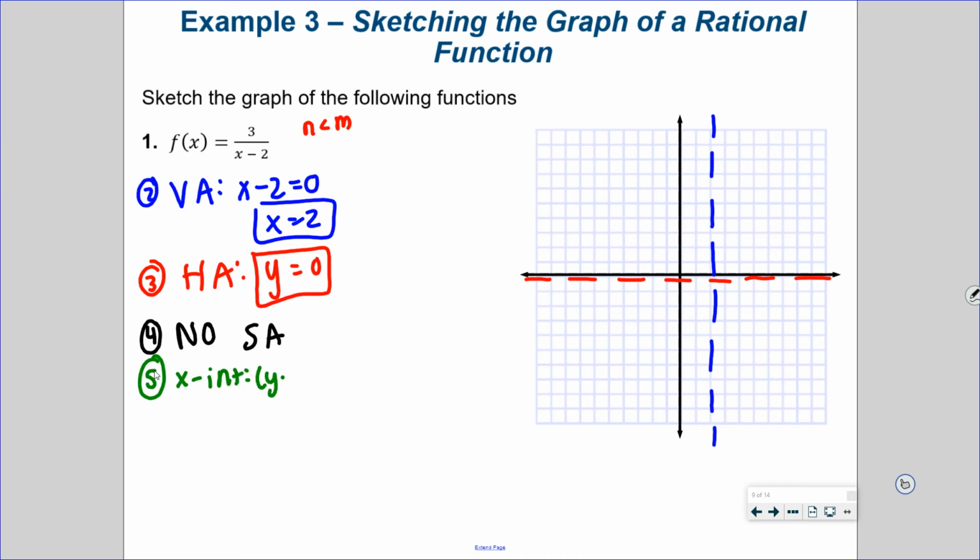would be when y is 0. So if I plug 0 in here, I get this. Multiply both sides by x minus 2, I get this. None. No x intercepts.